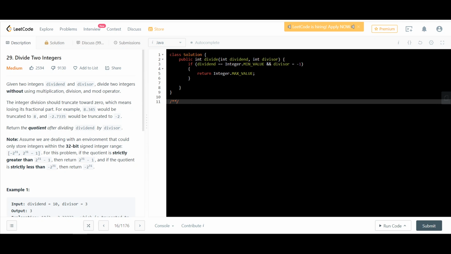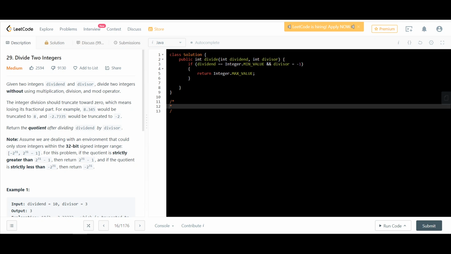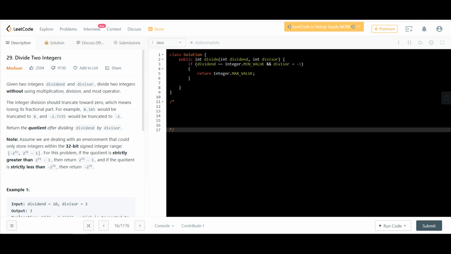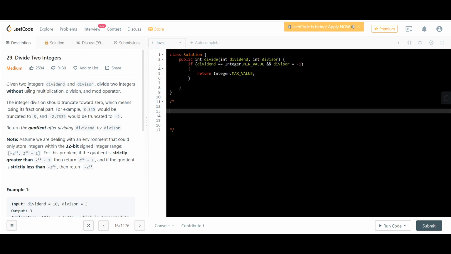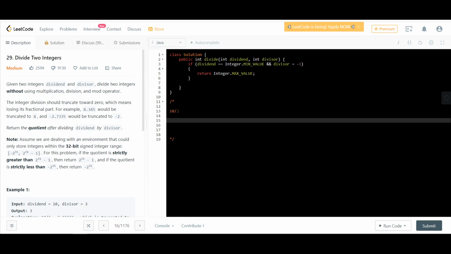Now I want to first talk about what is the general approach to solve this, basically to handle the restriction of not being able to use these operations. So it says multiplication, division, and mod can't be used, but we can use addition, subtraction, and other bitwise operators. So let's say we are dividing 10 by 3, and we know the answer is 3.